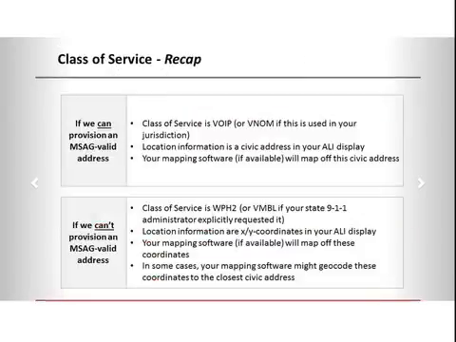So again, if it can provide an MSAG valid address, it'll have a class of service of VoIP. It'll provide the address, and the mapping display software in your PSAP will display that based on that civic address. If it can't provide an MSAG valid address, it'll be WPH2 and it'll be a lat long, much like a wireless call.